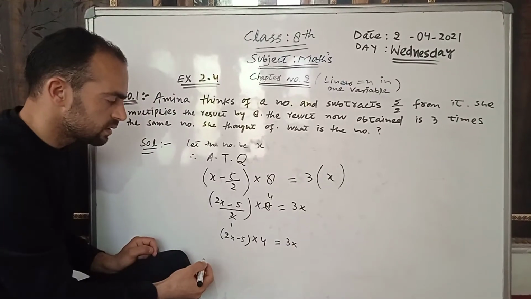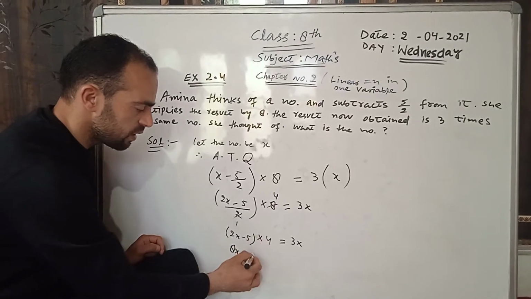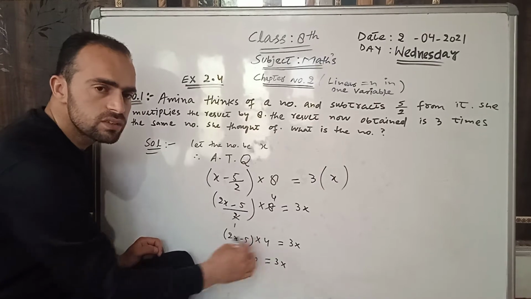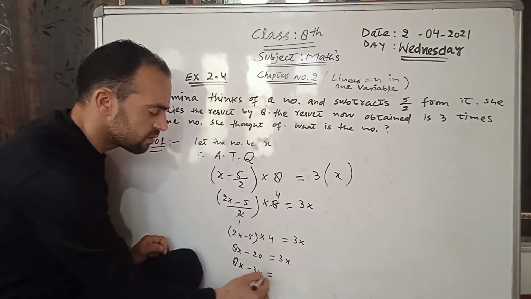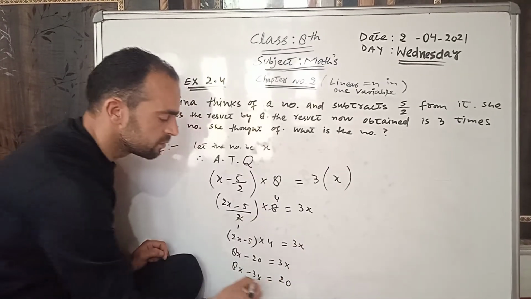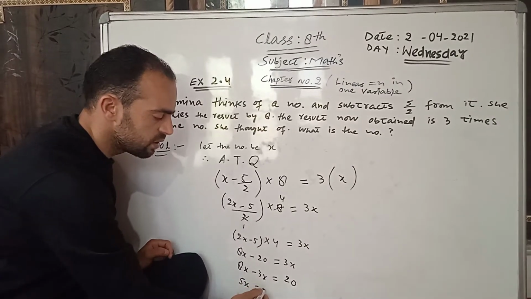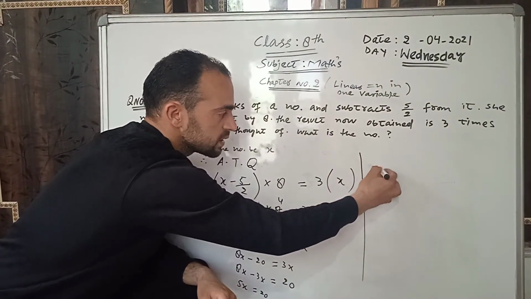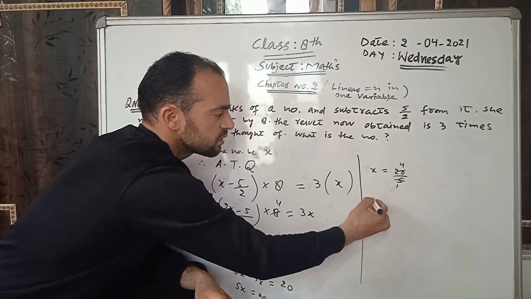Do a little bit of simplification here. 4 2s are 8x minus 4 5s are 20 is equal to 3x. Bring that 3x to the left-hand side, it becomes 8x minus 3x is equal to, and transpose this 20 to the right, it becomes plus 20 there. Now 8x minus 3x, that is 5x, is equal to 20. So I will write here x will be equal to 20 upon 5. 5 fours are 20, so x is 4.